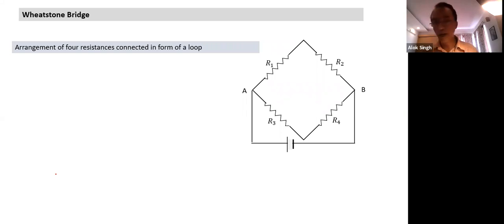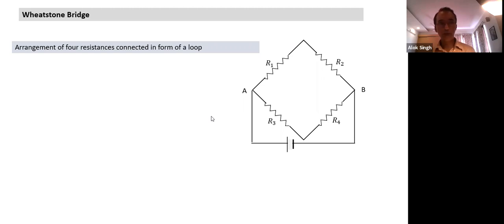Now we come to Wheatstone. Even in the case of capacitors, we talked about Wheatstone. But Wheatstone is a question which comes in IP also, an important question. Let's go through Wheatstone. It's a proof of the Wheatstone bridge. So let's go through it step by step.